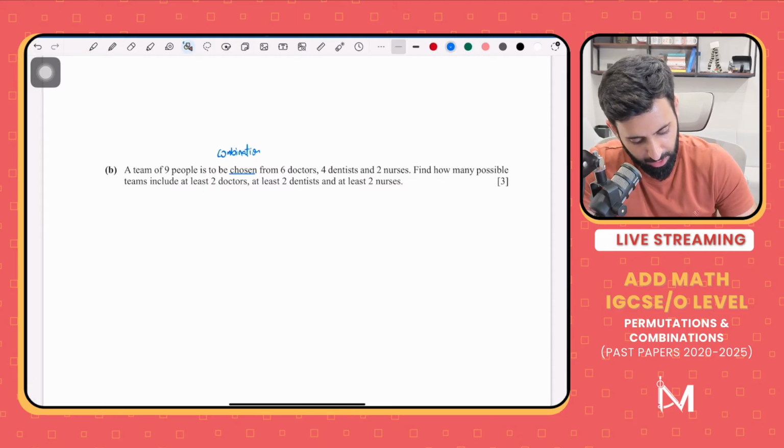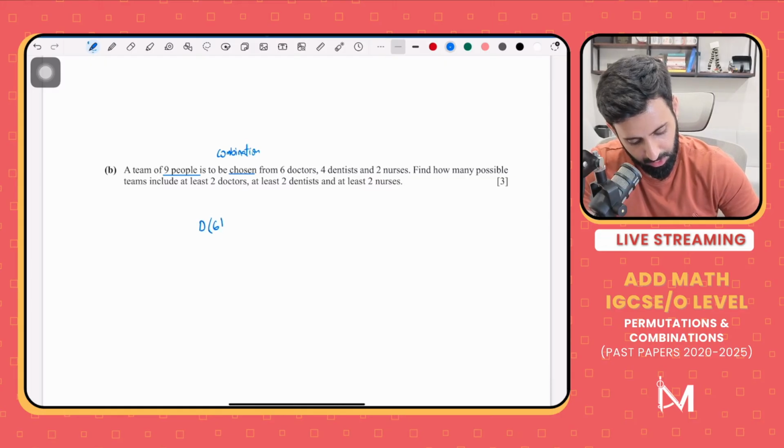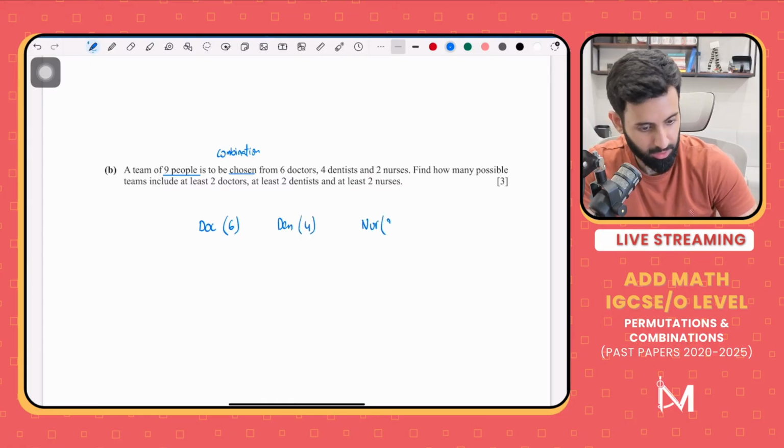Now remember that we have to include 9 people. And we have 6 doctors to choose from. So as far as the doctors are concerned, there are 6. Since doctor and dentist both start with D, let's write this as doc, let's write this as den, and let's write the nurses as NUR.